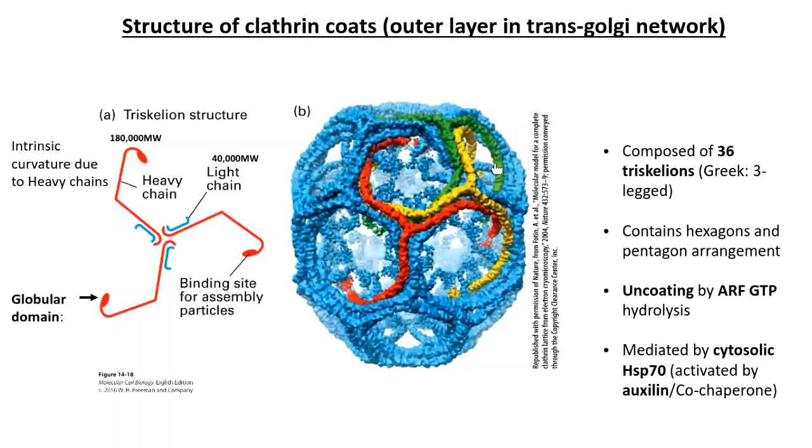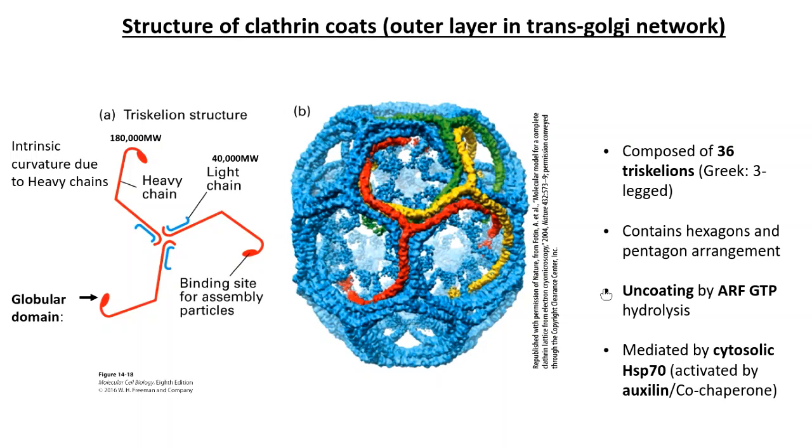In this case, do you know what is the triggering factor? If you see the chart from the earlier lecture, you can see that this is ARF in this particular case. This ARF GTPase basically helps in the hydrolysis, and that whole process is being mediated by the cytosolic HSP70 activated by auxilin, which is a co-chaperone. So in this case, the ARF GTP hydrolysis is being mediated by cytosolic HSP70, which is also a chaperone.